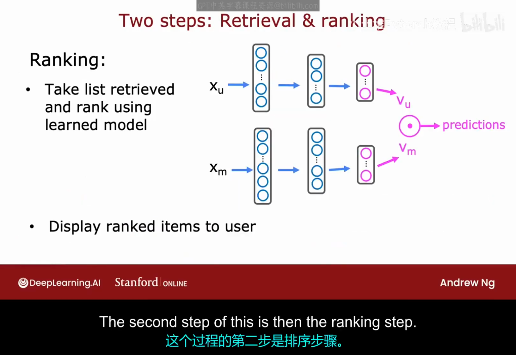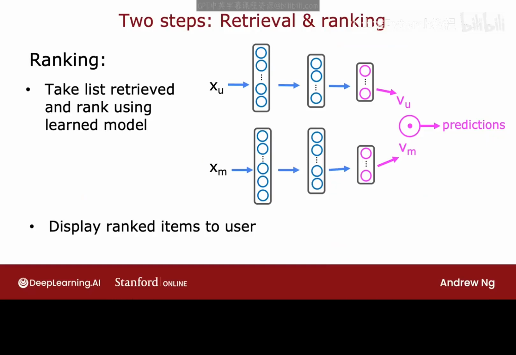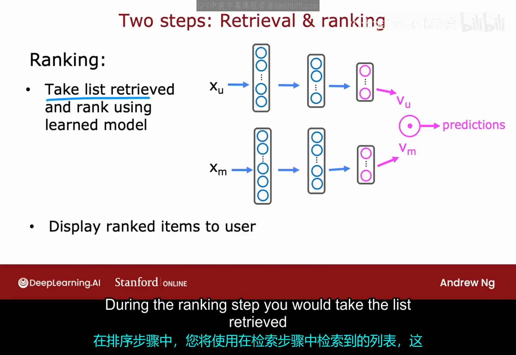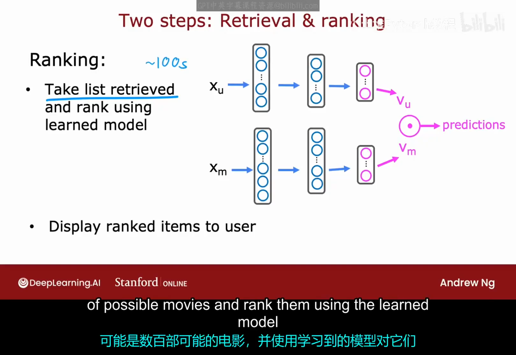The second step of this is then the ranking step. During the ranking step, you would take the list retrieved during the retrieval step, so this may be just hundreds of possible movies, and rank them using the learned model.